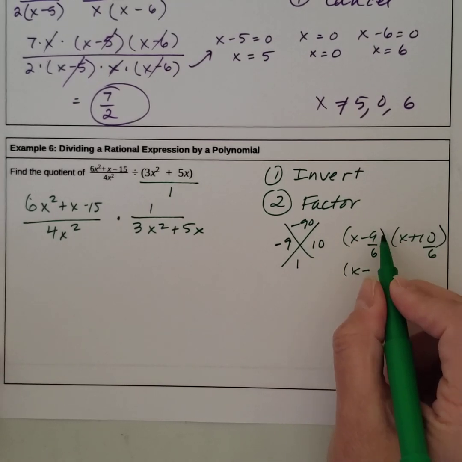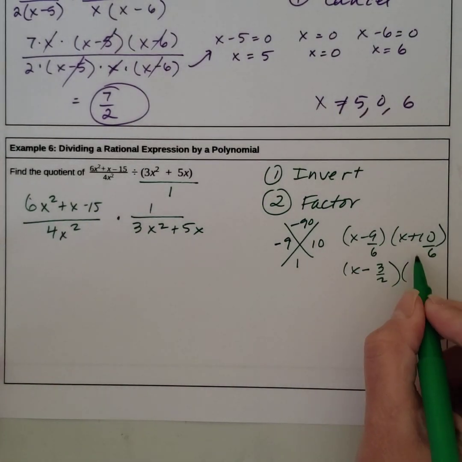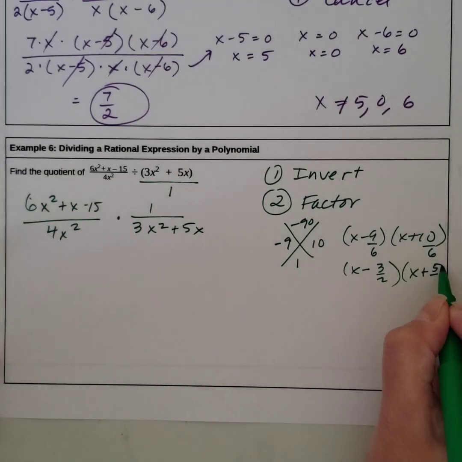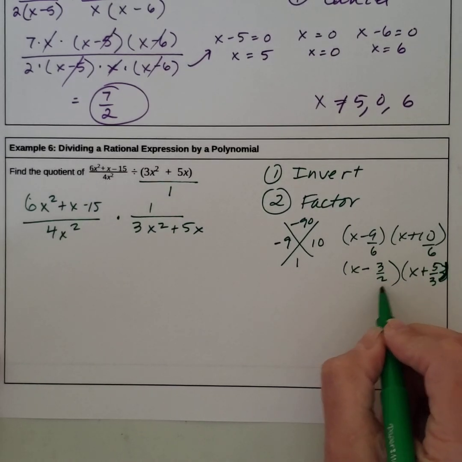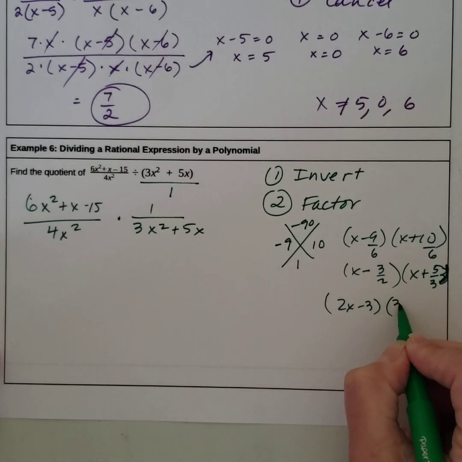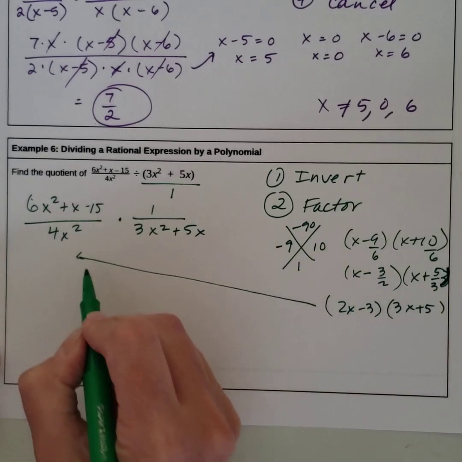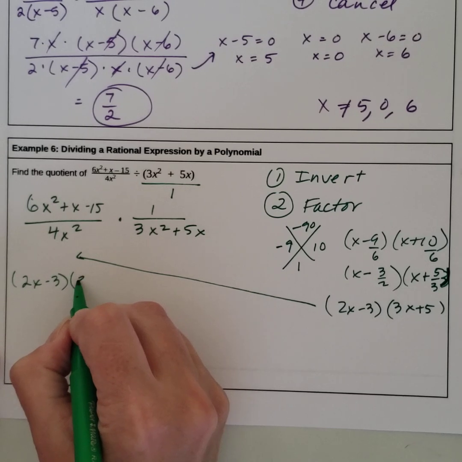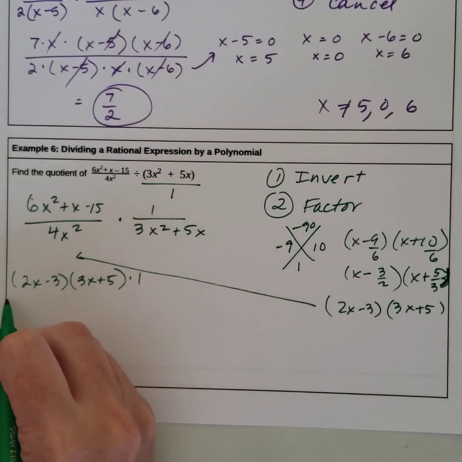So x minus, divide that by 3, and that gives you 3 over 2. Divide that by 2, gives you 5 over 3. Then swing this out so it's not a fraction. So 2x minus 3, 3x plus 5. This belongs in the numerator. So we have 2x minus 3 times 3x plus 5, and then we have 1 on the top.